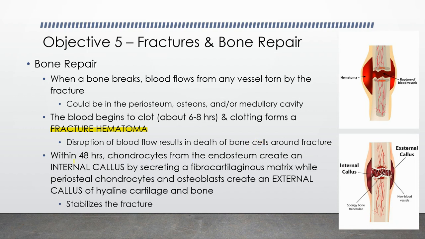And so within about 48 hours, so a couple of days later, the chondrocytes that are found in that endosteum, which was that inner lining of the medullary cavity, are going to create what's called an internal callus. And it's going to secrete this matrix. And then there's going to be other chondrocytes, the periosteal, on the outside of the bone. They're going to create an external callus. So essentially this is just going to kind of stabilize. So you have some cartilage cells and then some bone cells kind of stabilizing the bone from within and from the outside.